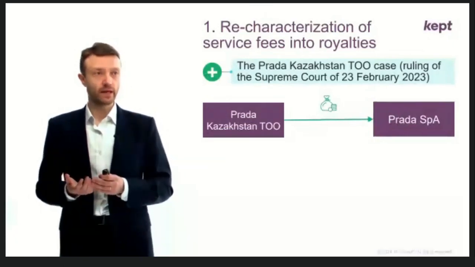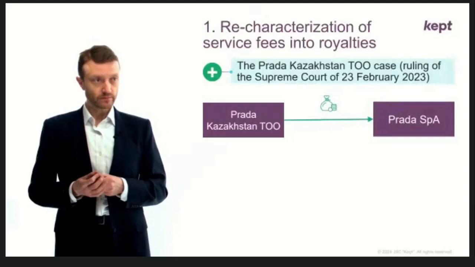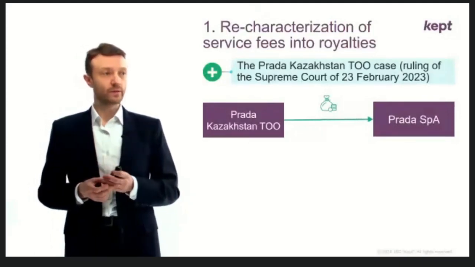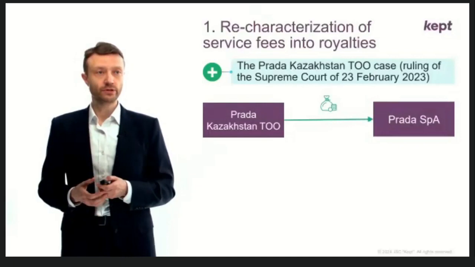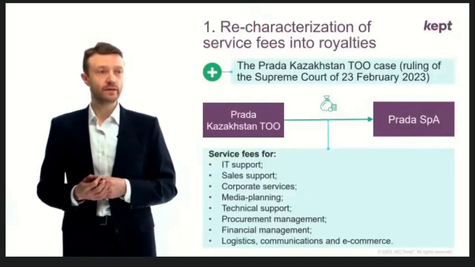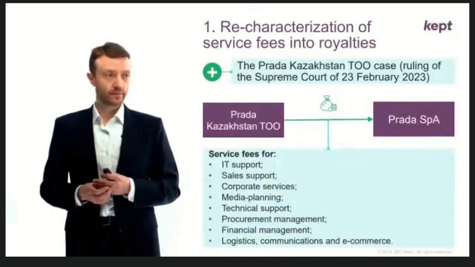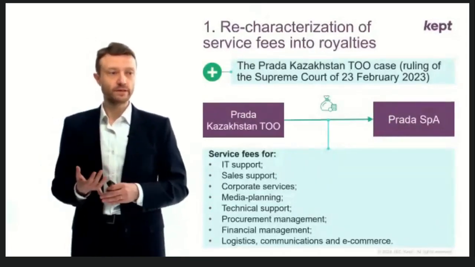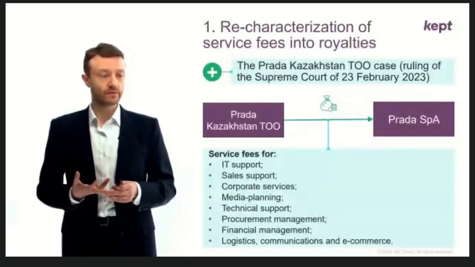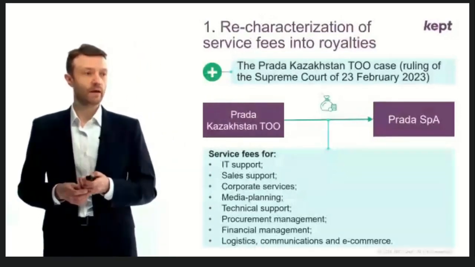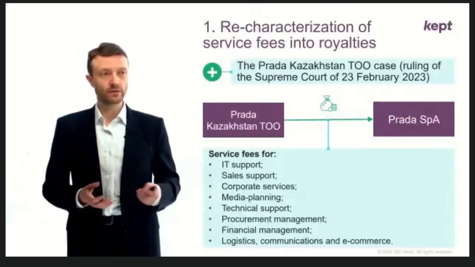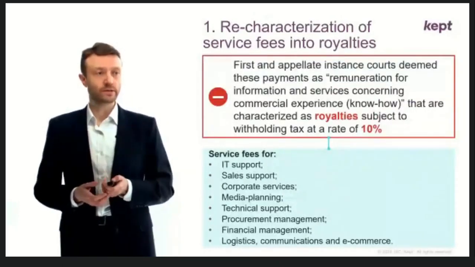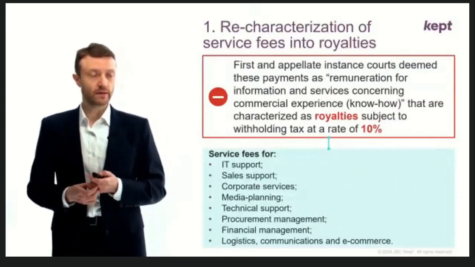So the first case, recharacterization of service fees into royalties, and this is a widely quoted case where the Supreme Court overturns the decisions of lower instance courts, which decided that an entity in Kazakhstan paid to an Italian related party services for IT support, for sales support, for technical support, procurement, management, logistics, etc. And the tax authorities and later courts of the first and appeal instances characterized these services as royalties, which should be subject to the withholding tax rate of at least 10%.